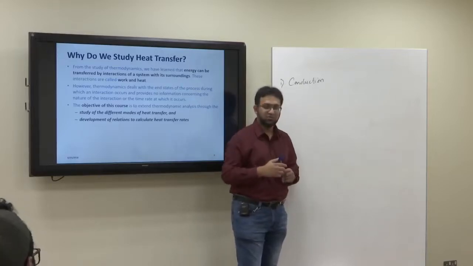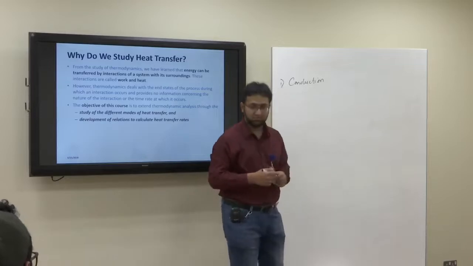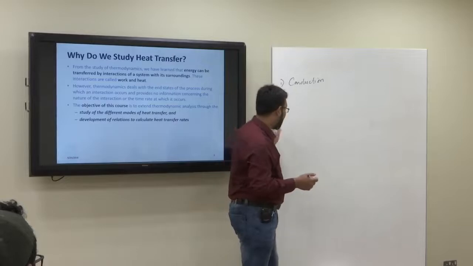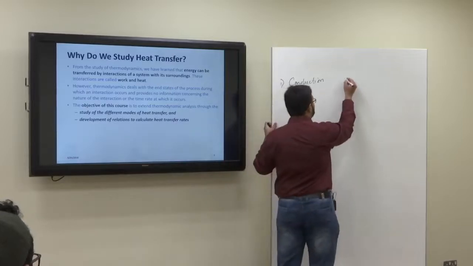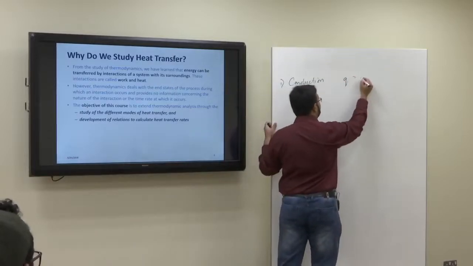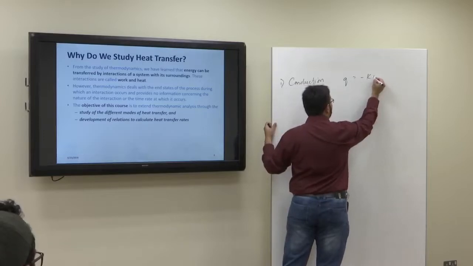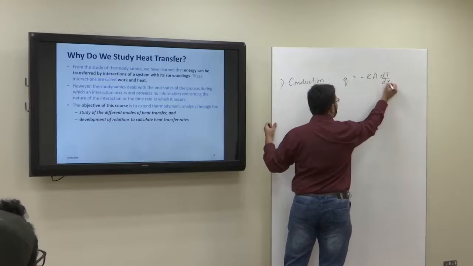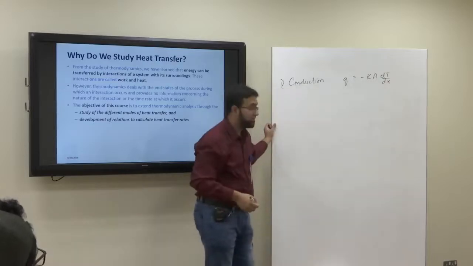Fourier's law. Okay, you should remember the name. And what was that law? Q is equal to minus K A dT by dx. Right? That was the law.